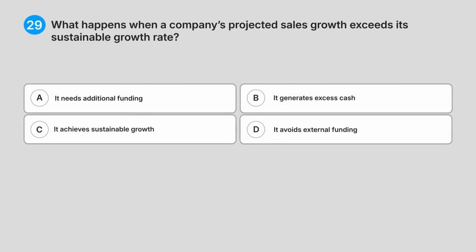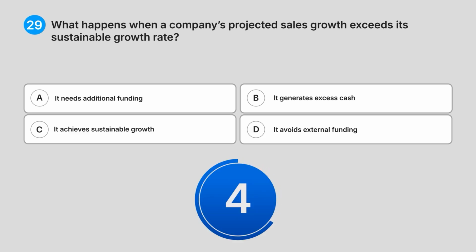29. What happens when a company's projected sales growth exceeds its sustainable growth rate? A. It needs additional funding. B. It generates excess cash. C. It achieves sustainable growth. D. It avoids external funding. Do you know the answer?